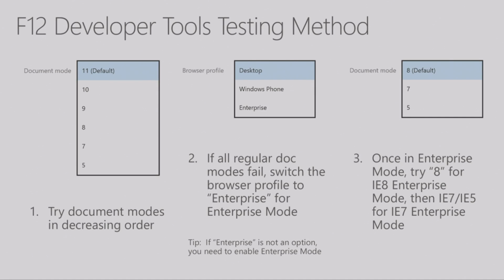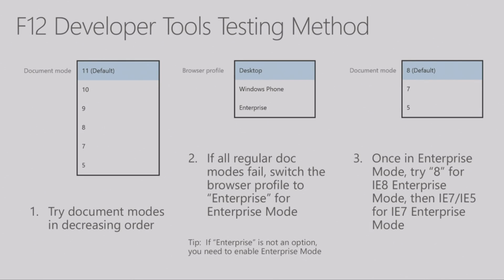Now, Josh mentioned using the F12 developer tools to test a site. I'll show you that in a second, so I'm not going to spend a lot of time on this. Some of the slides I put in here so that you can use as a reference later. But suffice to say, try the document modes in decreasing order, 11, 10, 9. I'll show you this in a second.